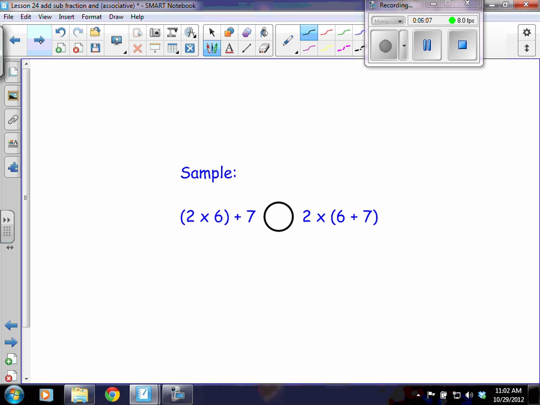Then I'll leave you with a sample problem, and you can work with that and figure out whether those are equal or not. That is the end of Flip Lesson 24.